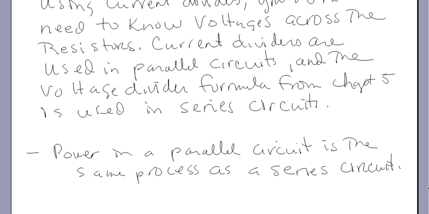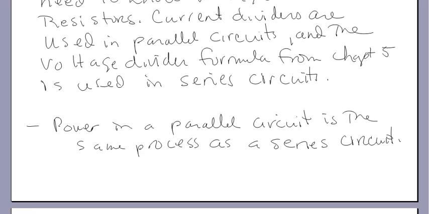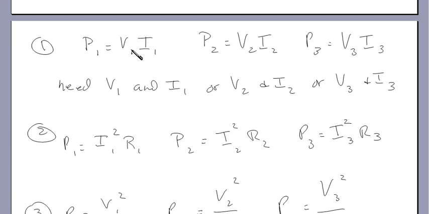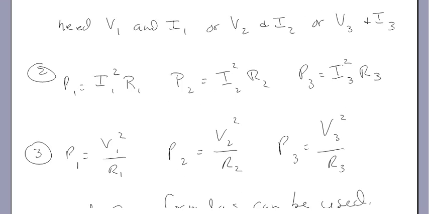Power in a parallel circuit is the same process as in a series circuit. Basically, you have 3 formulas: voltage times current. So if I'm looking for power 1 dissipated by the first resistor, I would use voltage 1, current 1. Power 2, voltage 2, current 2. Power 3, voltage 3, current 3. You need V1 and I1, or V2 and I2, or V3 and I3. Or then the second set of formulas, I squared R. Again, you just use all the same quantities that are associated with each resistor.